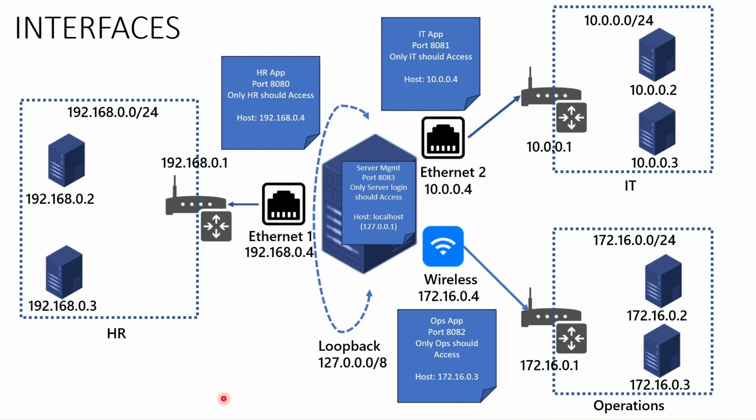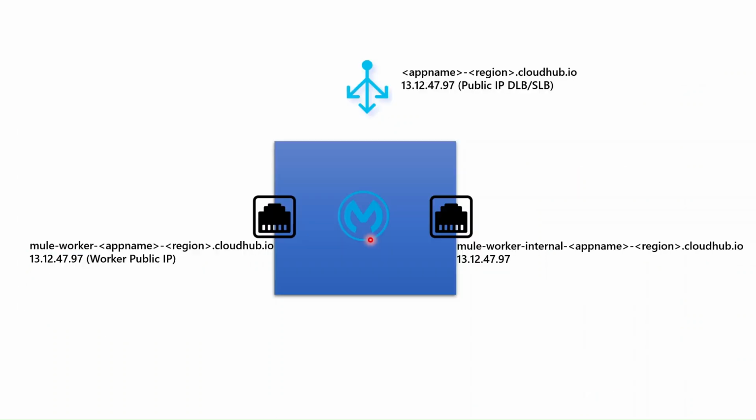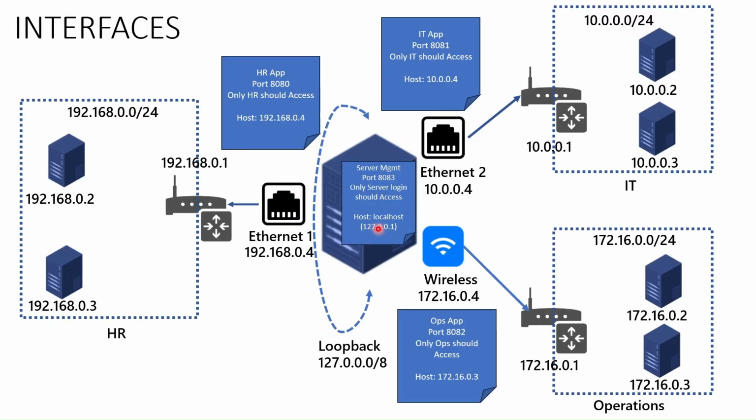operations, and for the web server management application, which needs access only on the same server, you can select localhost, which is the default option. So when you select localhost, it will listen only on IP 127.0.0.1, which is part of the loopback interface.